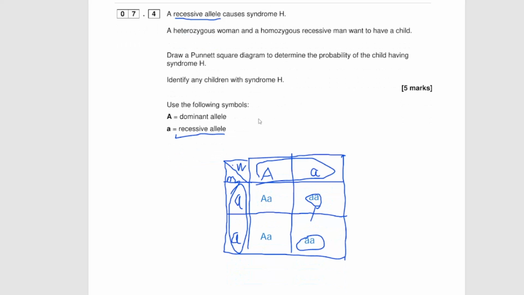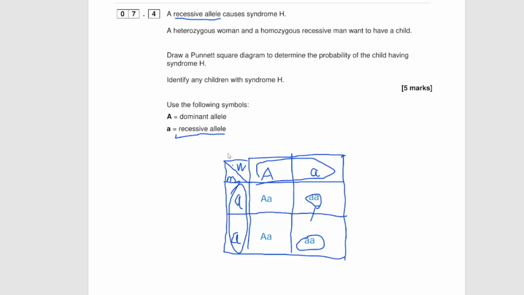Use the following symbols. A capital A equals the dominant allele, and a little a equals the recessive allele. As you can see, for the woman it's capital A and little a because she is heterozygous, which means the alleles don't match. And for the man, it's both little a, which is the recessive allele.